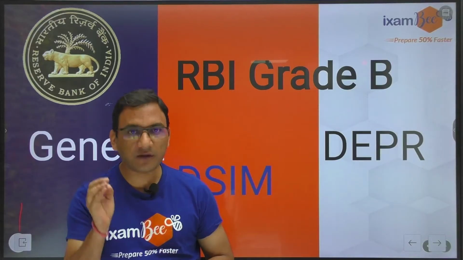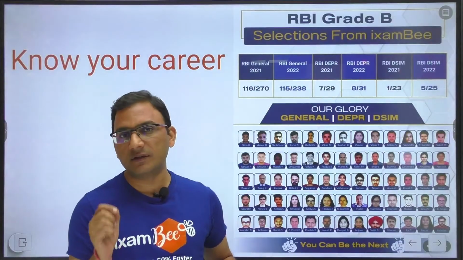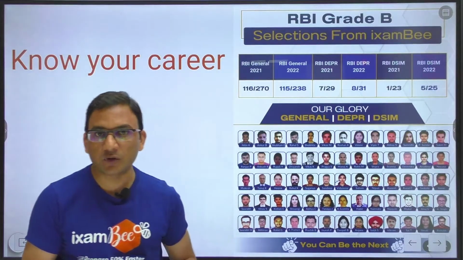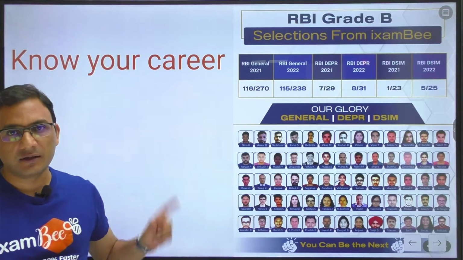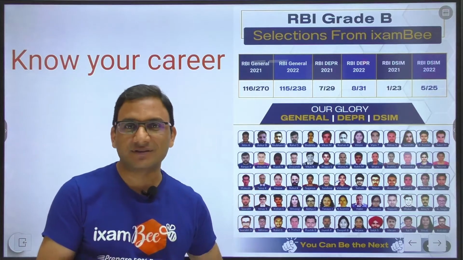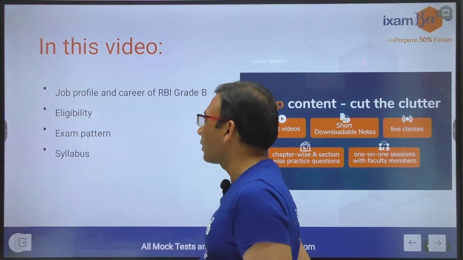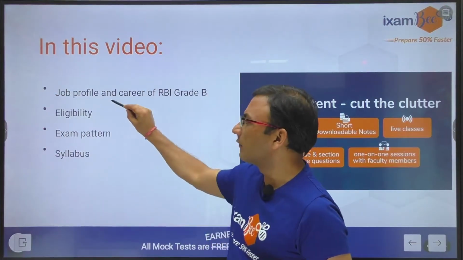In this very important video for RBI Grade B, if you are eligible for DSIM and DEPR, I am going to talk about that. Remember, the last date for the form filling is very near: 16 June. Don't wait for the last date if you want to see your name also in the list of successful candidates.